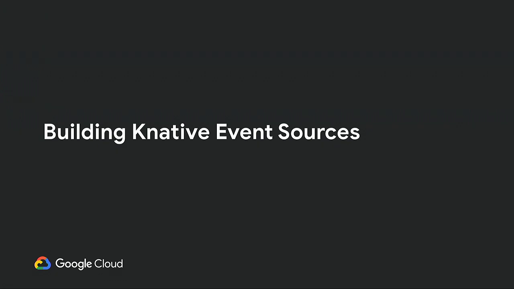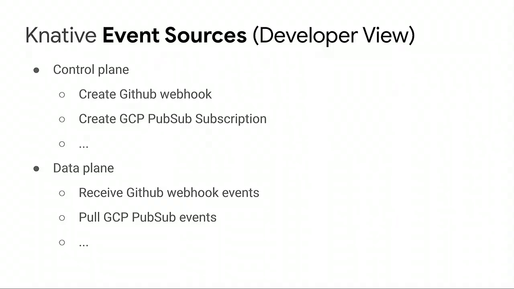So let's look a little bit at what is involved in building one of these event sources. There are really two concerns you have to think about. One of them is the control plane. The control plane is where you are asking some external system, external to the broker's realm, to start sending you events that are filtered according to your specification.